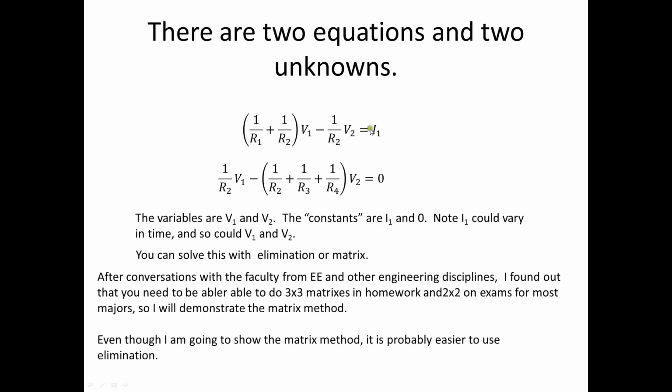And so if I look at this, I have I1 is a constant, which can vary in time, but it's something that's known. V1 and V2 are the variables, the responses to I1. And this could be I2, but there is no I2 current source, so it's just 0.